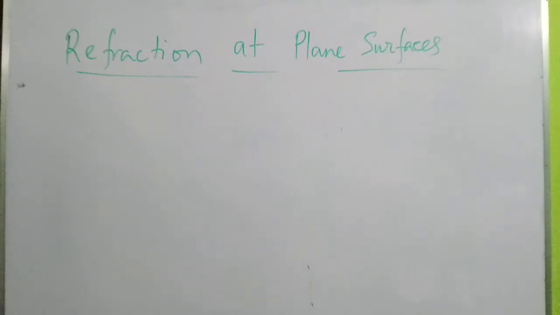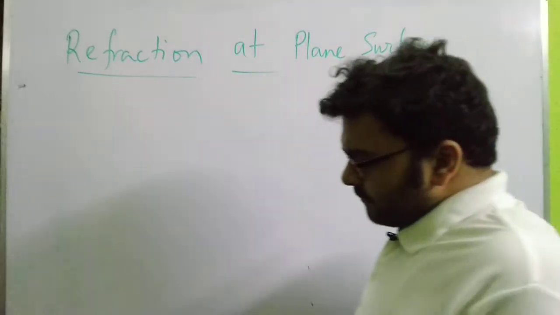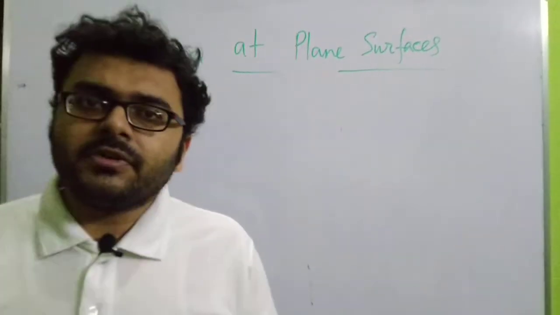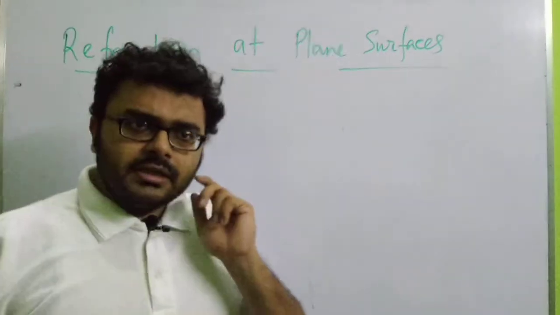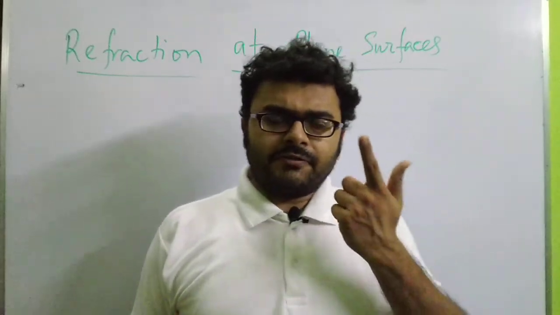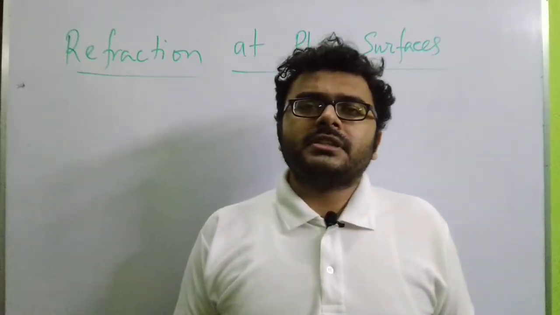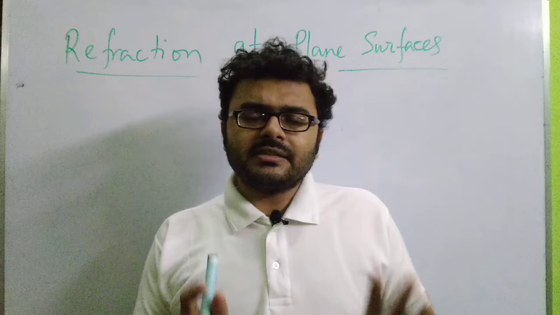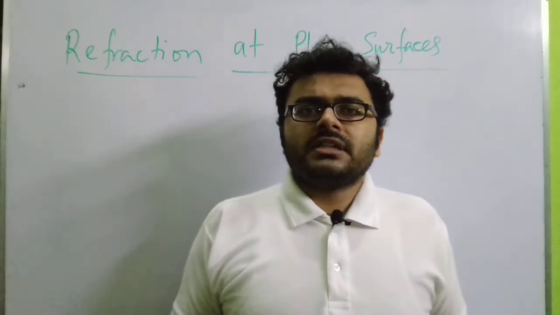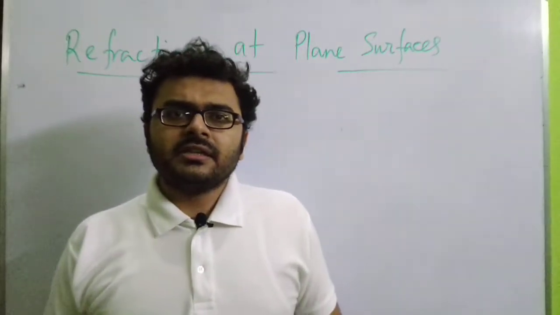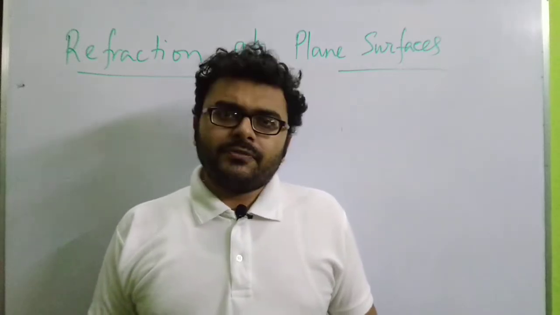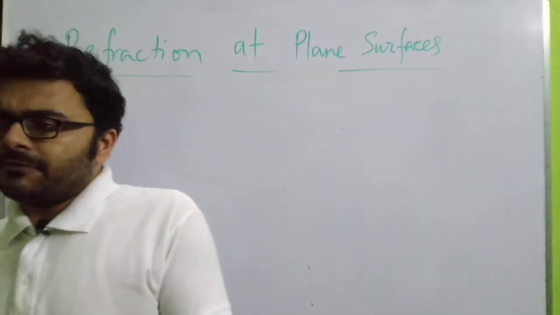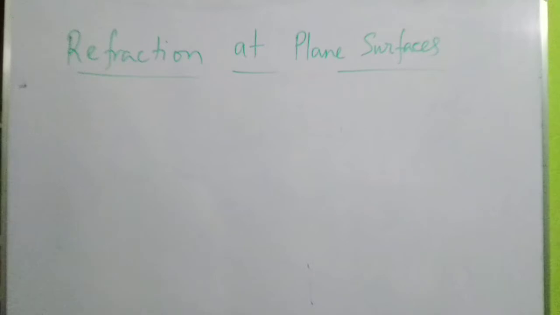Okay. So in reflection there were two laws, if you have remembered. One law is that the incident ray, reflected ray, and normal at the point of incidence all lie in the same plane, and the second law was that the angle of incidence is always equal to the angle of reflection. So these are the concepts of reflection. Now what is refraction then?